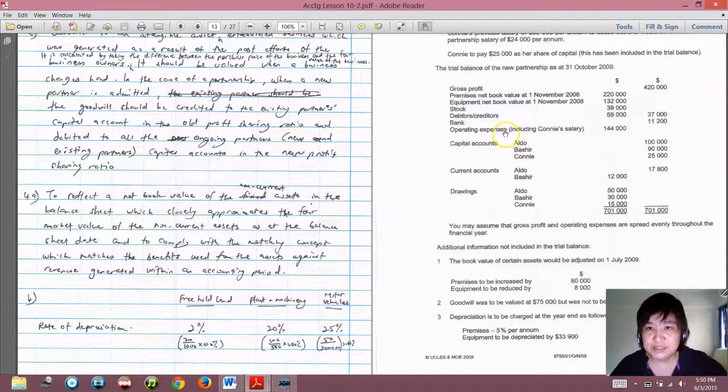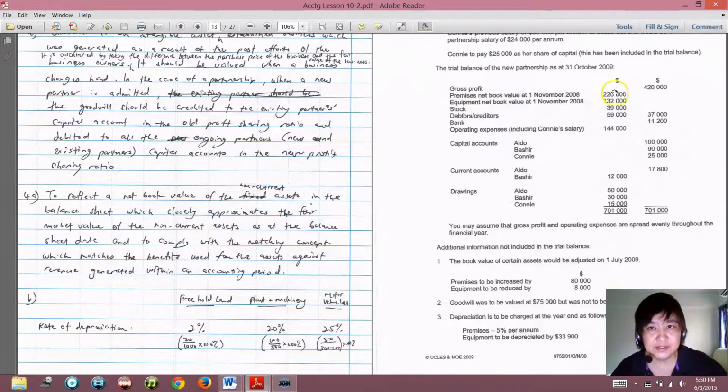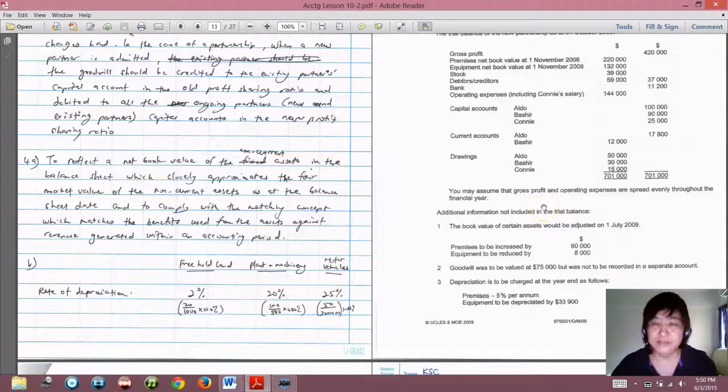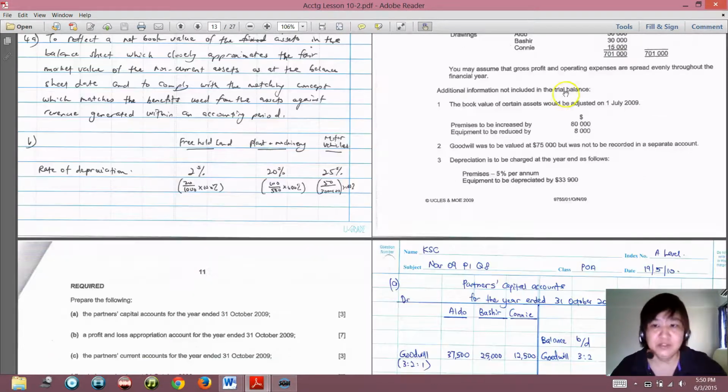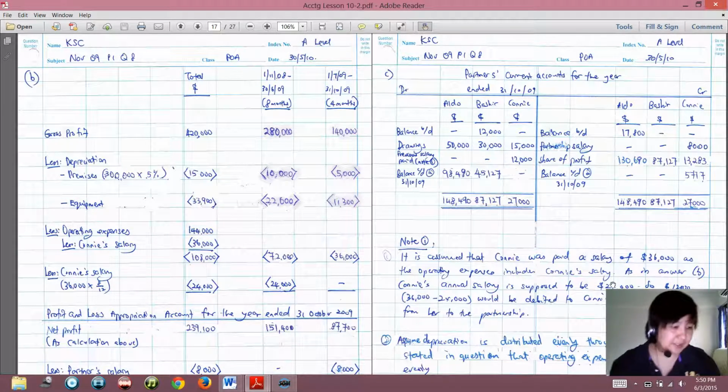So here it says operating expenses, bracket, including Connie's salary. So they are saying that this 144,000 includes Connie's annual salary of 36,000. That is what I assume, because that is what is given here, and some of it is an assumption on my part. So I'm assuming that Connie was paid a salary of 36,000 as the operating expenses include Connie's salary. It is stated in the question in the trial balance that operating expenses include Connie's salary.